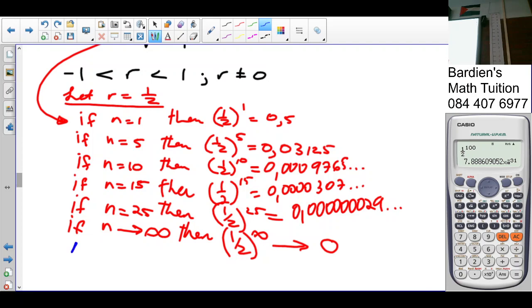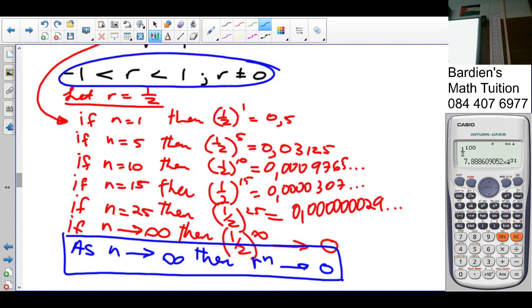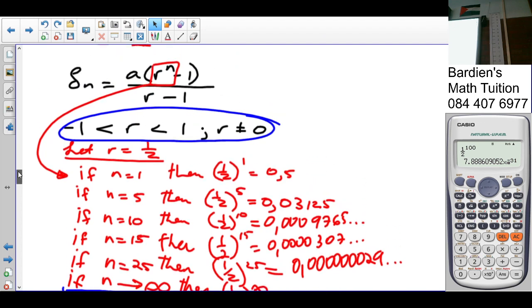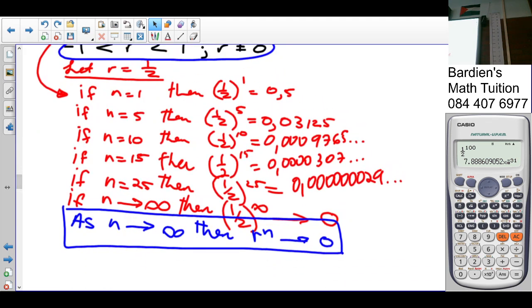So we can say as n approaches infinity, then r to the n approaches 0. That's a rule, given that r is greater than -1 but less than 1. Does it make sense? Let's choose any other value between -1 and 1. Let's go with the fifth.